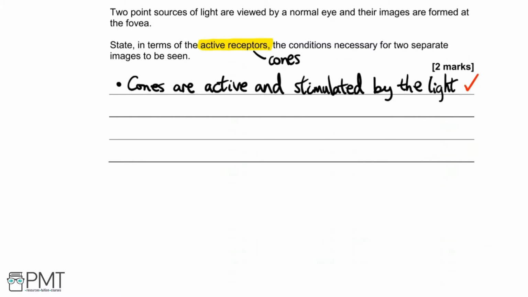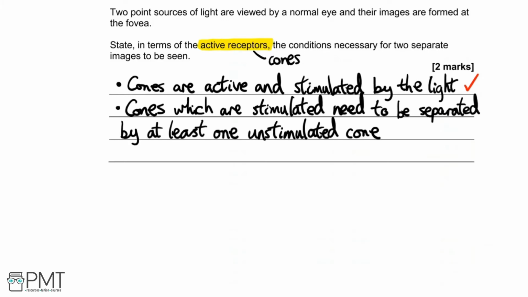But if those 2 images are formed on the same cone, then they're just going to look like one image, one light source. Even if there were 2 adjacent cones, it might look like just a slightly blurry image or a slightly larger image that covers 2 cones. So actually we need to have an unstimulated cone in between the 2 cones to distinguish this is one image and this is another image, and there's a gap between them. So let's write that down. And that's going to be your 2nd mark.